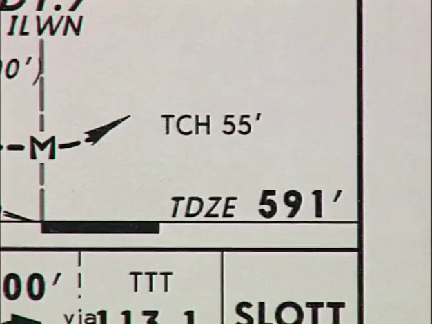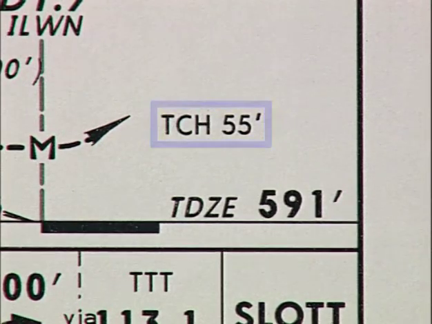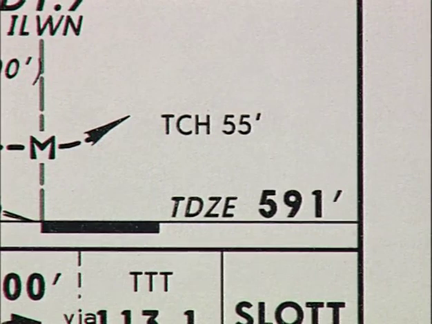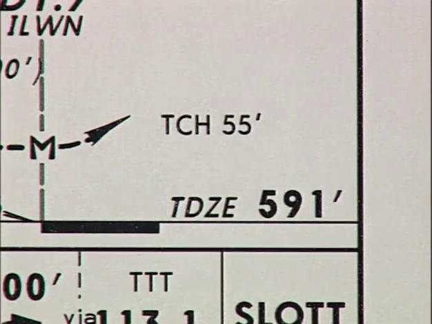The threshold crossing height, or TCH, is listed to show the height above the runway threshold where your aircraft's glide slope antenna will be if you maintain the ILS glide path to touchdown. A threshold crossing height is not shown on non-precision approaches. The touchdown zone elevation, or TDZE, is shown next to the runway symbol. This is the highest elevation in the first 3,000 feet of the landing surface. It may be different than the airport elevation, which is the highest point of an airport's usable runways.